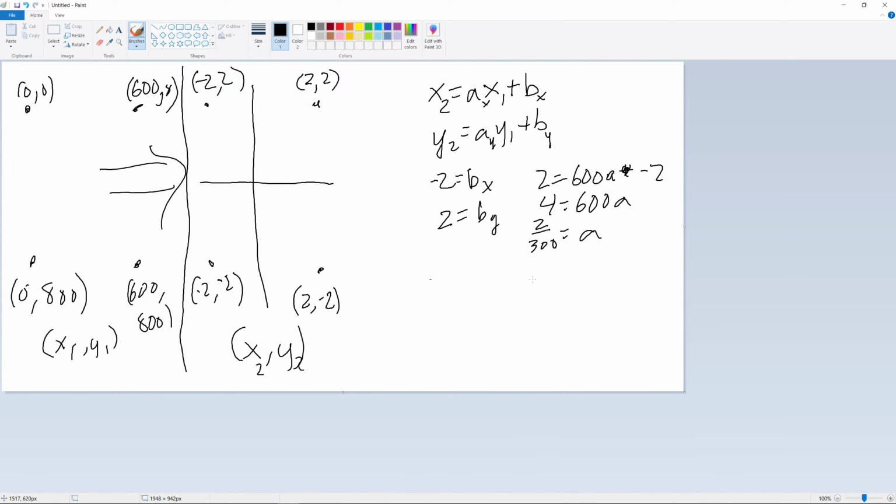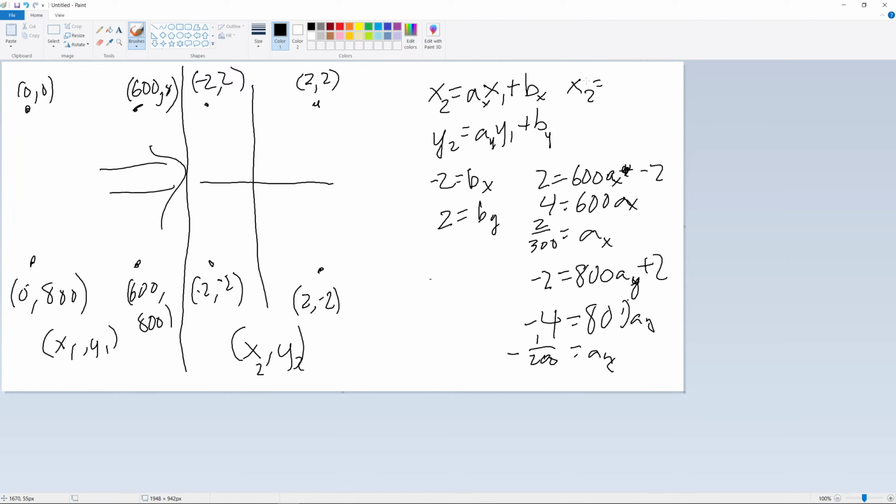Next, negative 2 equals 800a plus 2. So negative 4 equals 800a. A is negative 1 over 200. All right, let's plug them in.